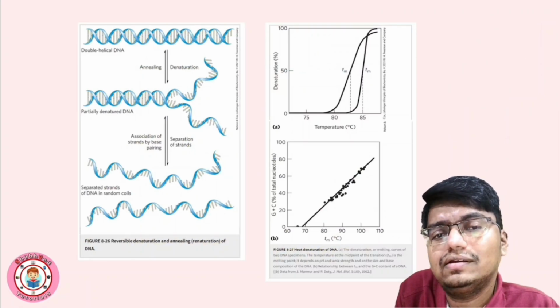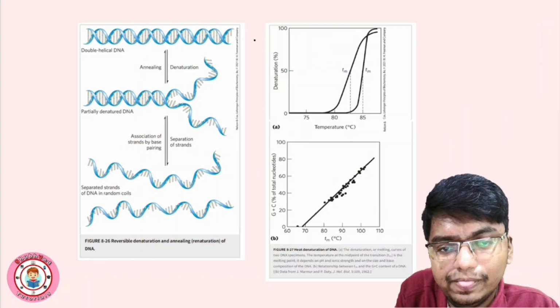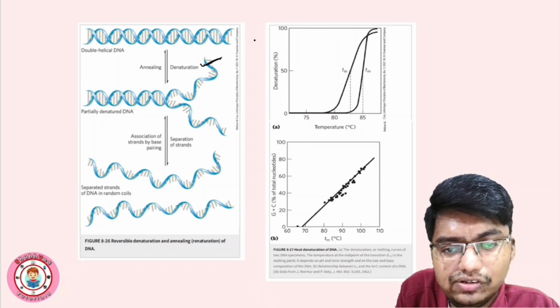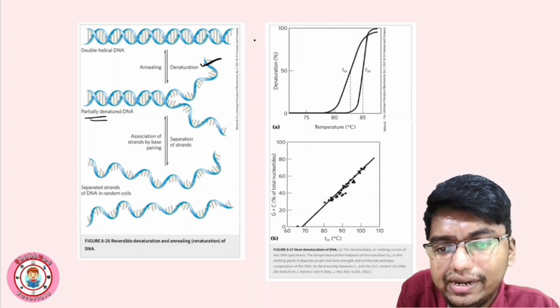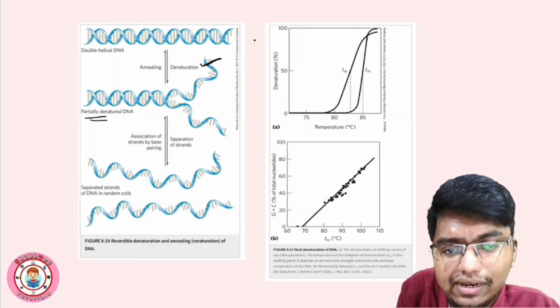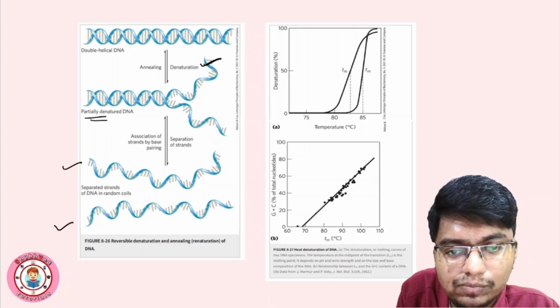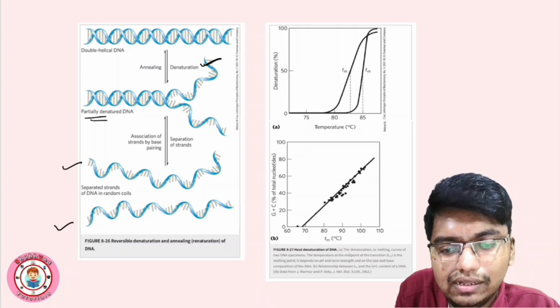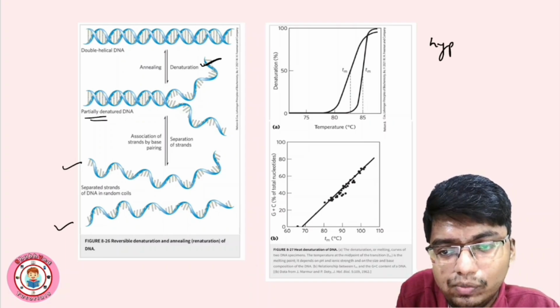Now next thing, double-strand DNA denaturation. Partially denatured means half is separated, half still bound. And this is complete denaturation, separation of both the strands. So what we can see is an effect known as the hyperchromic effect.